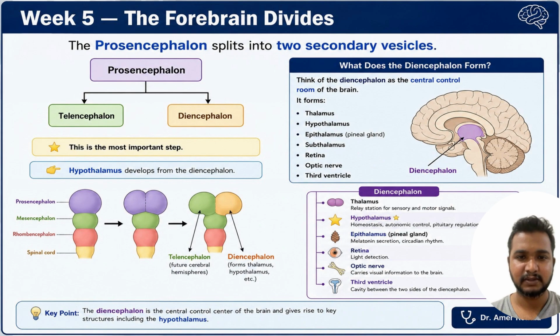Now let's summarize. The prosencephalon divides into telencephalon, which forms the cerebral hemispheres, cerebral cortex, basal ganglia, and lateral ventricles. Diencephalon, which forms the thalamus, hypothalamus, epithalamus, retina, optic nerve, and third ventricle.